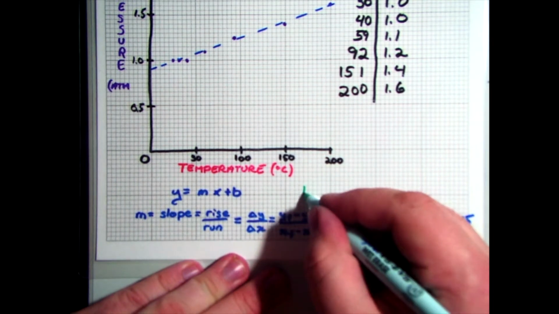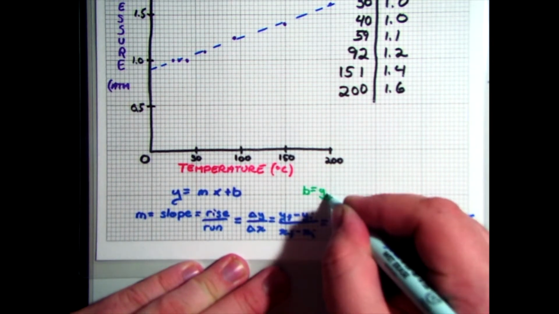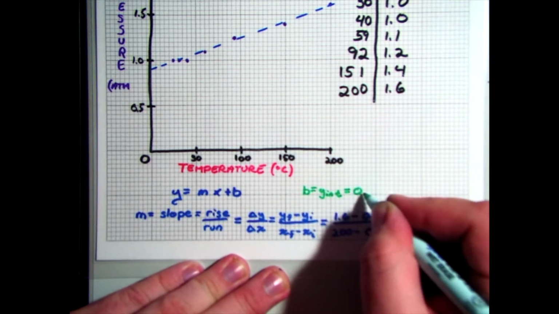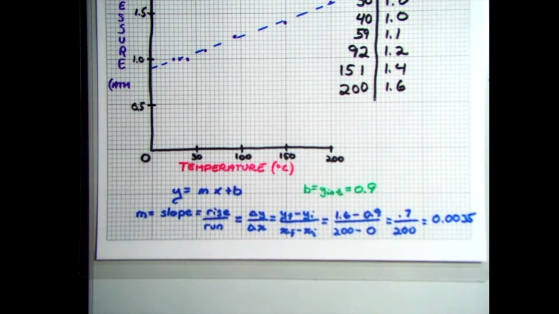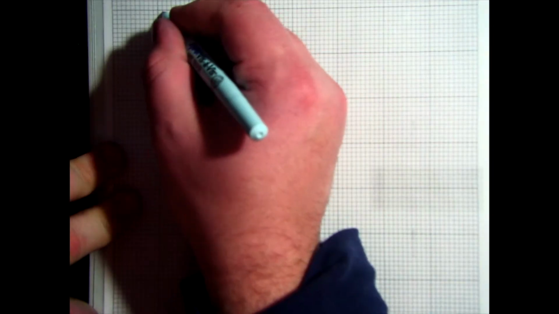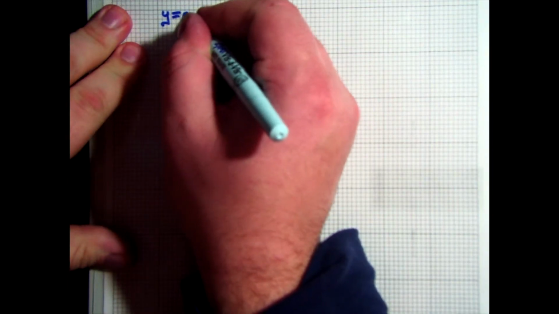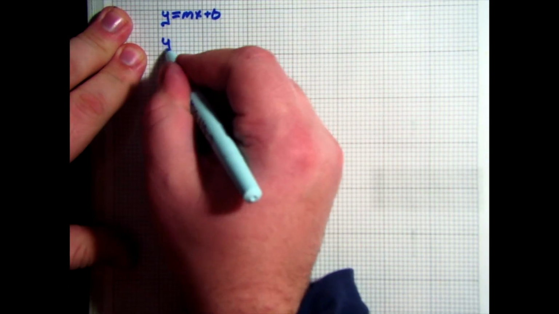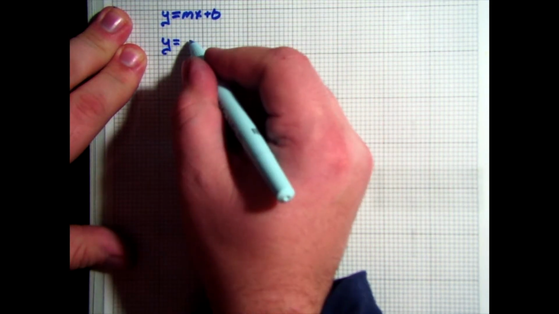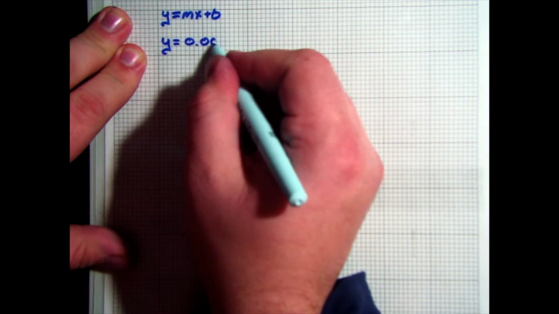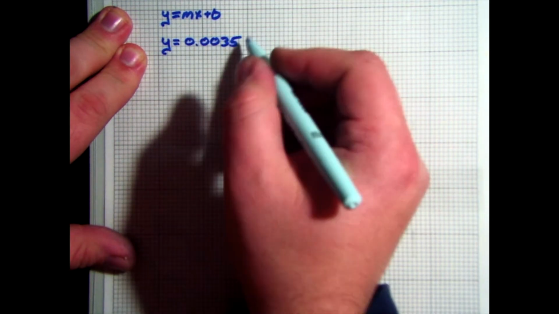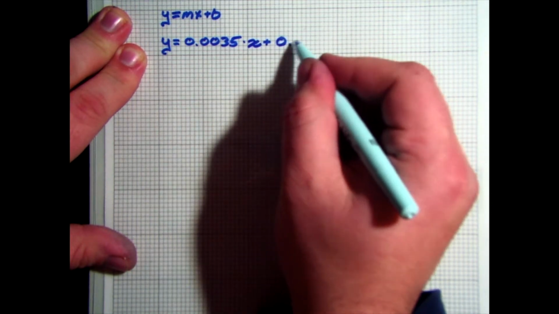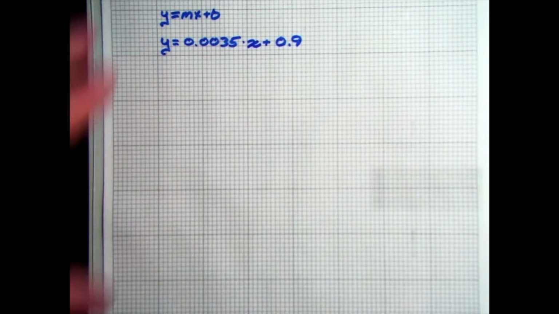And of course, b represents the y-intercept, which we can read off of the graph, which in this case equals 0.9. We have now done all the calculations we need in order to fill out our y equals mx plus b. So y equals m, the slope, and that was 0.0035 times x, plus b, our y-intercept, which was 0.9.